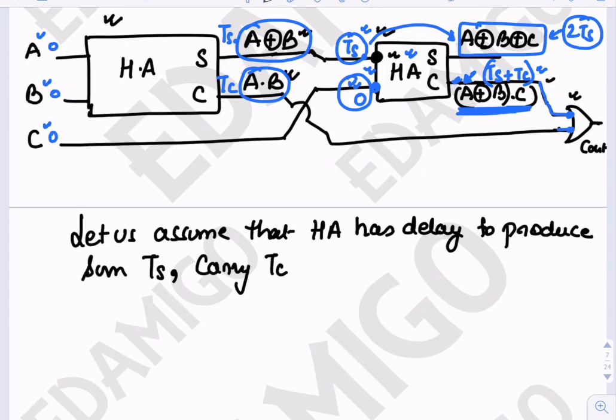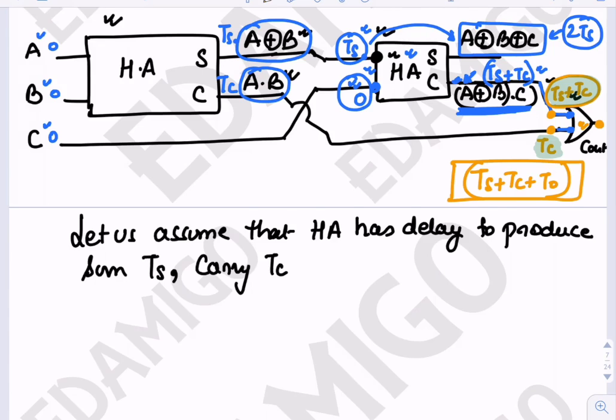Now here we can easily see that this input is available at TC. Now this is available at TS plus TC. So as we can see here that this input is available at TC, this input is available at TS plus TC. So we can say that both the inputs are available only at time instant TS plus TC. Okay, and if this OR gate has a delay of TO, that is the OR gate delay, so the Cout will be available only at TS plus TC plus TO.